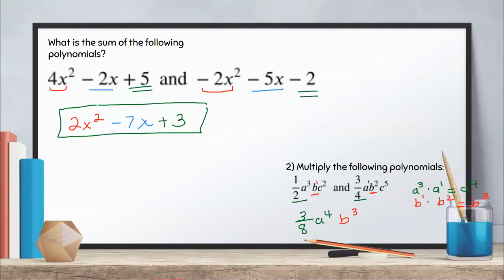And then lastly, c squared times c to the 5th. So we add the exponents and you get c to the 7th. So your final answer: you have 3/8, a to the 4th, b to the 3rd, and c to the 7th. All right, moving forward.